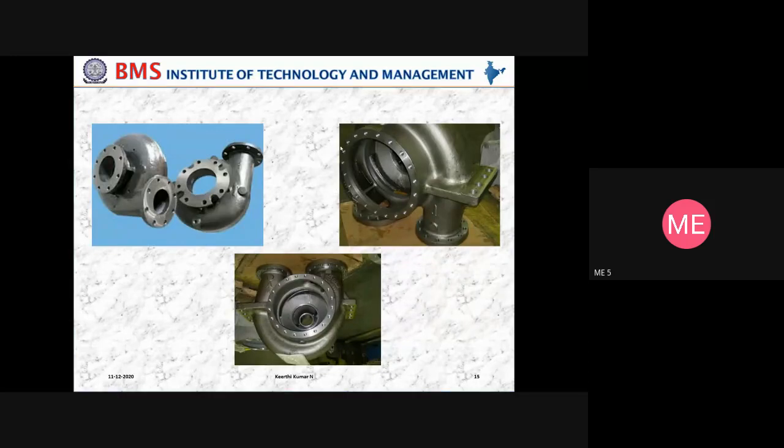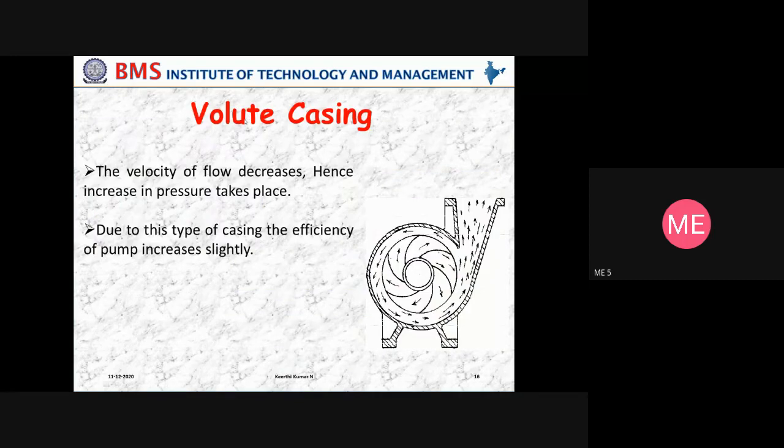Here you can see how the casing will be. This is an open one. The impeller is fixed here and it will be closed. Can you see how the casing will be done? This is a spiral casing. Inside, this is how it will be. And this is about the volute casing. The velocity of the flow decreases, hence the increase in pressure takes place. So why is the pressure increased and the velocity reduced? You can see the figure here.